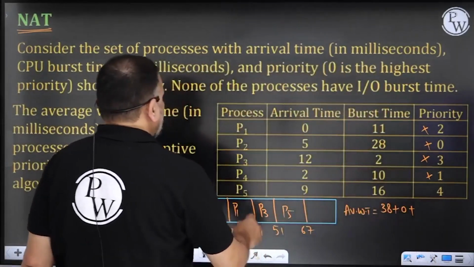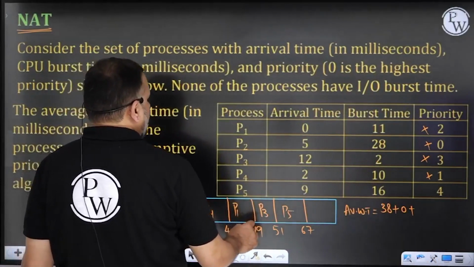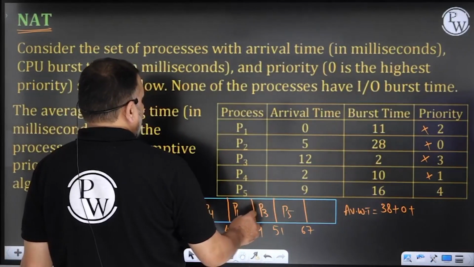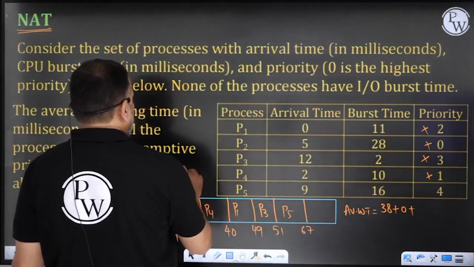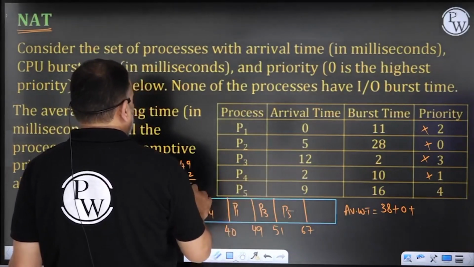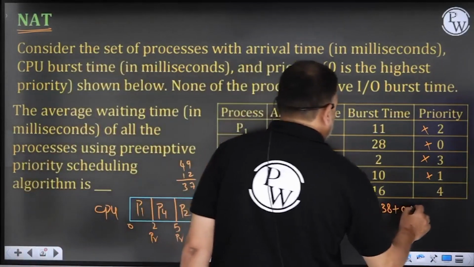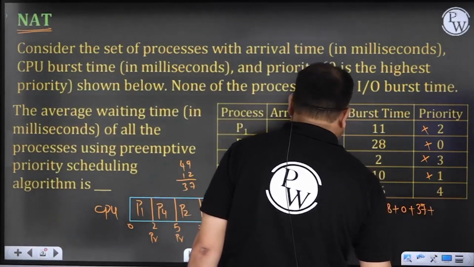P3. P3 came at time 12. It got scheduled at time 49. Look at that, P3 came at time 12, got scheduled at 49. So 12 to 49, that is 37. So P3 waited 37.